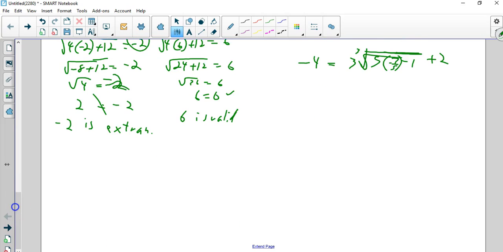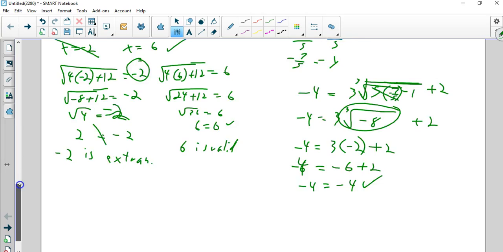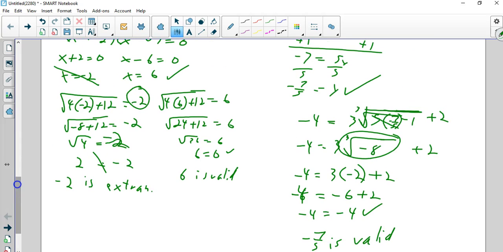Check it out. So the 5's cancel here, which is going to give me negative 4 equal to 3 times the cube root of negative 7 minus 1, which is negative 8, plus 2. Well, the cube root of negative 8 is negative 2. So that's negative 4 equals 3 times negative 2 plus 2. Negative 4, I'm getting ahead of myself, equals negative 6 plus 2. Negative 4 equals negative 4, check. So that means negative 7/5 is a valid answer. We get to keep it.